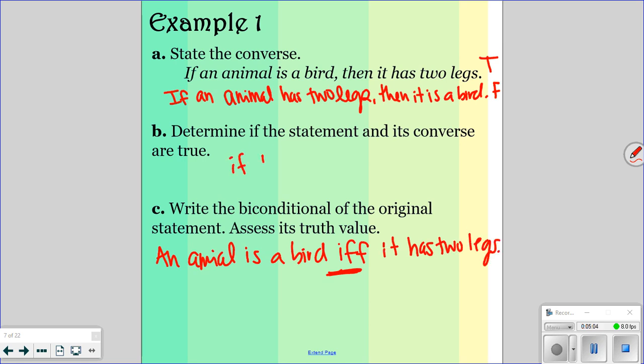So "if and only if" goes to IFF. That is a mathematical shorthand. So an animal is a bird if and only if it has two legs. Now, the biconditional is only true if both the original and the converse were true. Since they were not both true, the biconditional is false. Okay, so that's that first example.